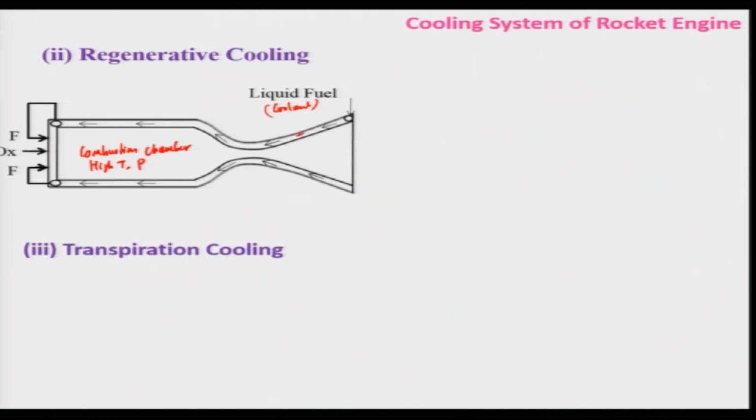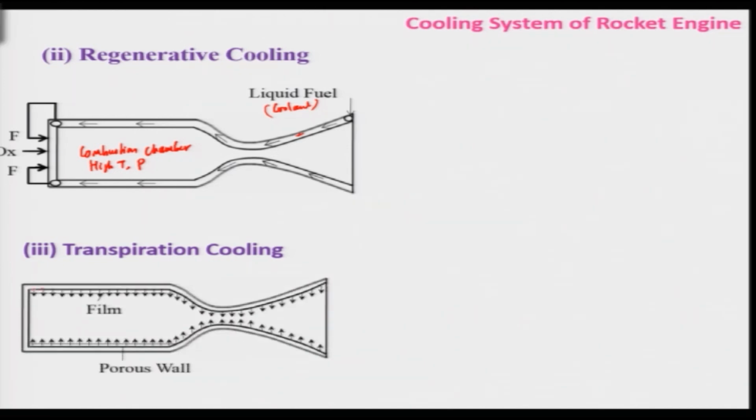Transpiration cooling is also known as sweat cooling, because there will be pores on the wall itself, such that the coolant will come over here and make a very thin layer of film. This is as if we sweat, and there are pores on our skin, and whenever the temperature of the body is high, it produces sweat, and then it evaporates and our body gets cool.